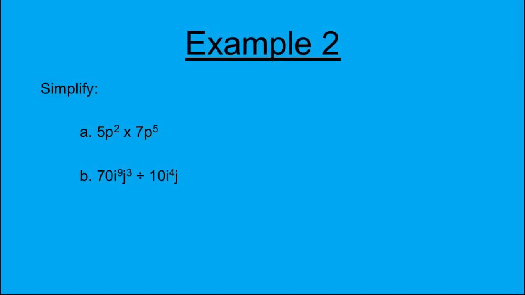Example 2. Simplify part A, 5p squared multiplied by 7p to the power of 5. Part B, 70i to the power of 9 multiplied by j cubed divided by 10i to the power of 4 j.